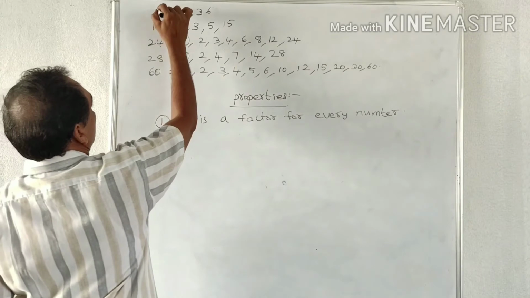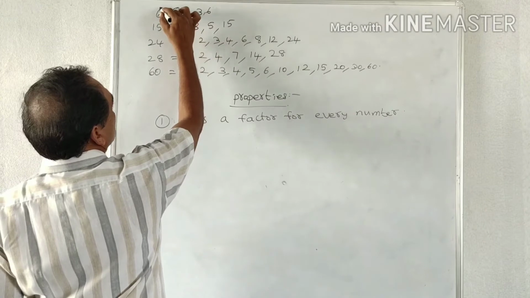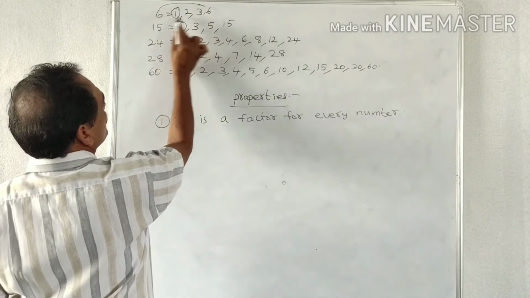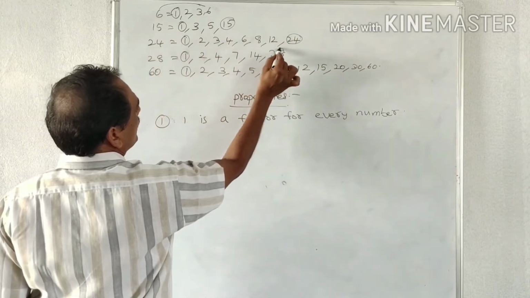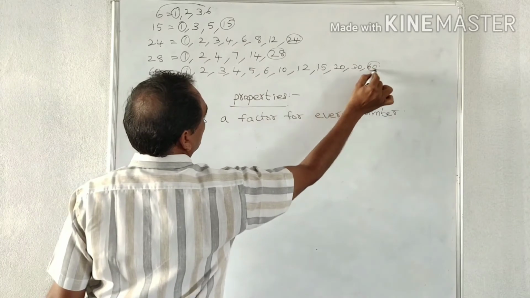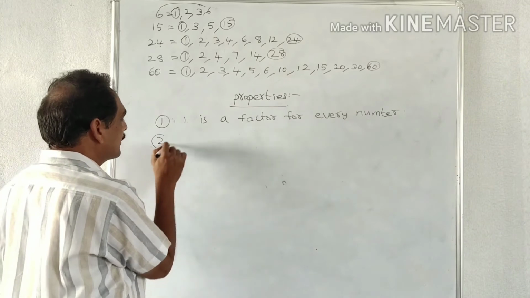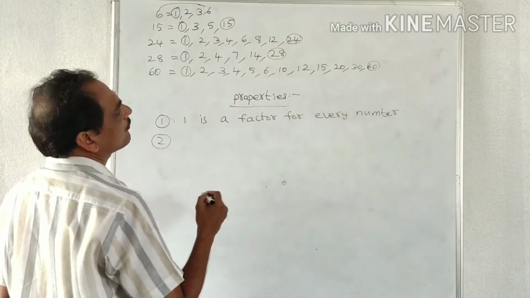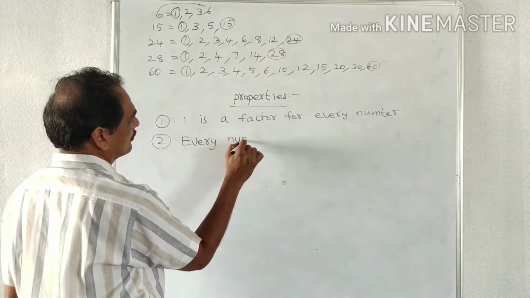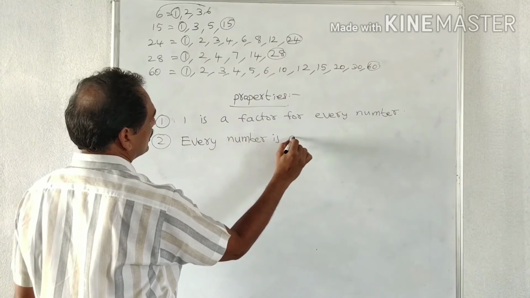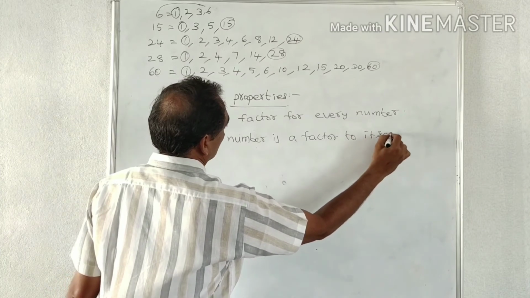Suppose in the factors of 6, we get 6 as a factor of 6. So every number is a factor to itself. 6 is a factor to 6. 15 is a factor to 15. 24 is a factor to 24. 28 is a factor to 28. 60 is a factor to 60. So every number is a factor to itself is the second property of factors.